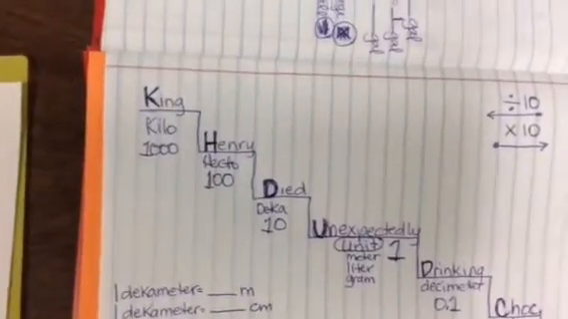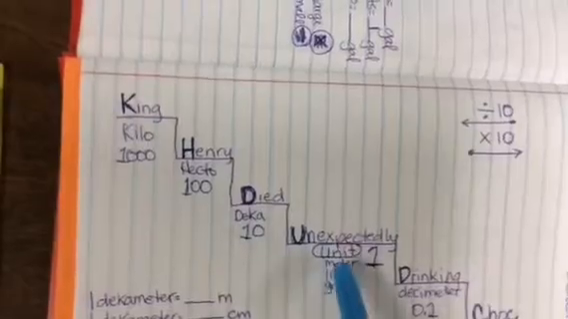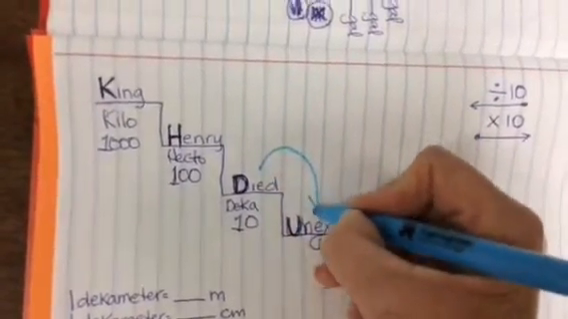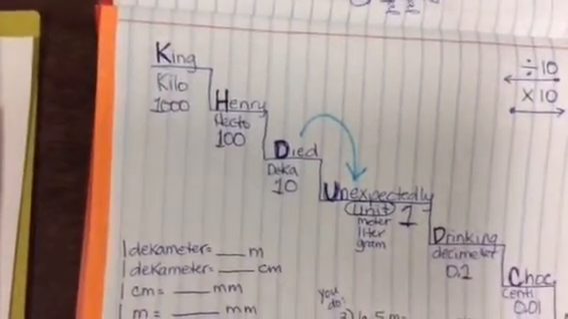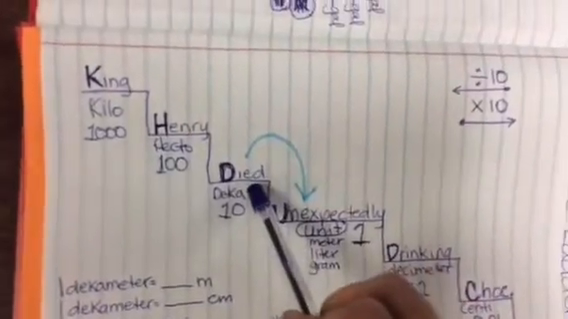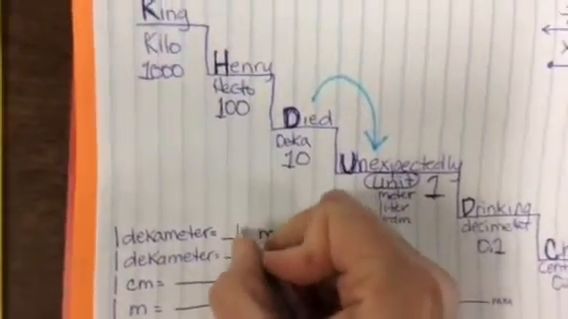So I have 1 decameter. Remember, here's decameter equals how many meters? So I'm going to go down the staircase 1 step. So that's multiplying by 10, right? So 1 decameter is really equal to 10 meters. So you're going to put that there.